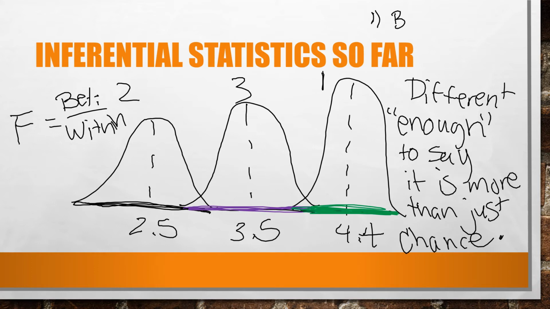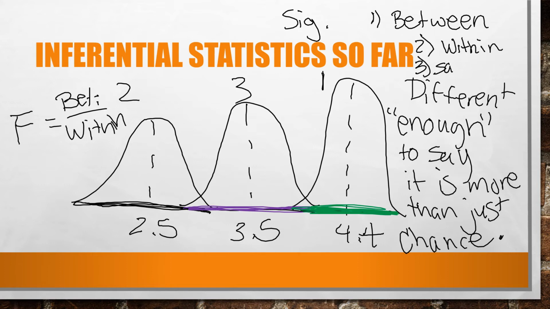So to say if it's significant or not, it's based on basically three things. The between variance, or the difference between the sample means; the within variance, or the standard error if you're doing a t-test, which is the same kind of concept; and three, the sample sizes, or the n's.